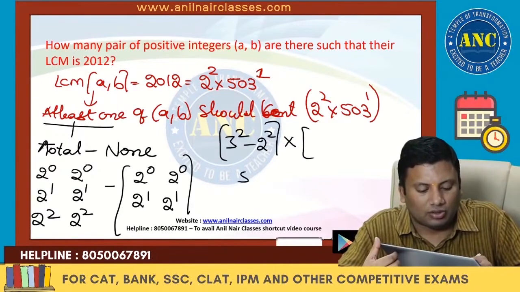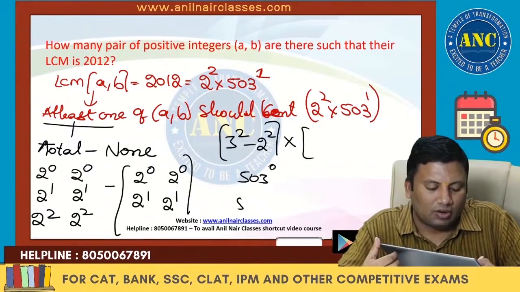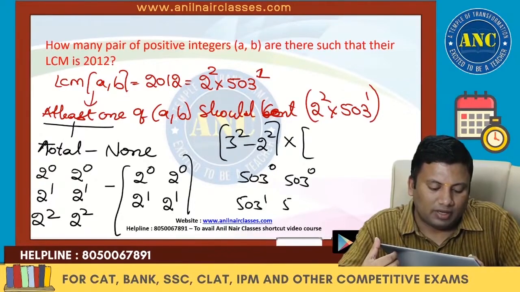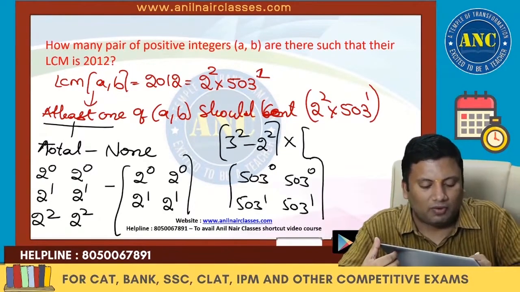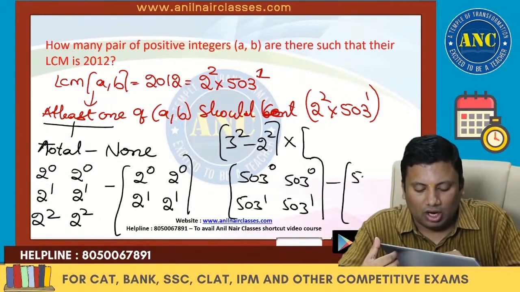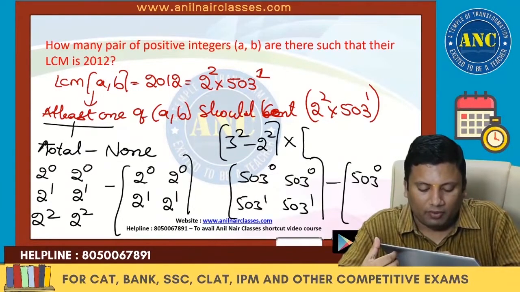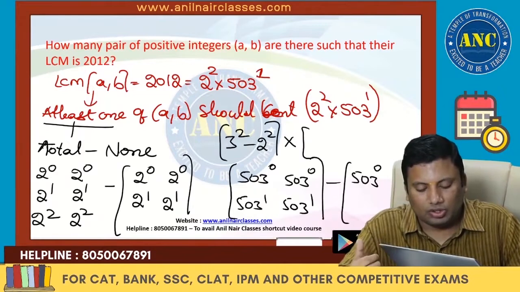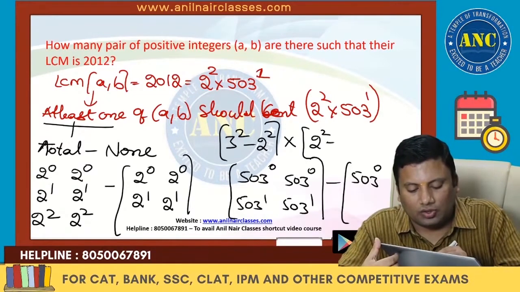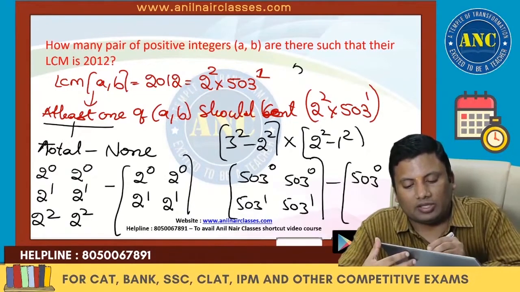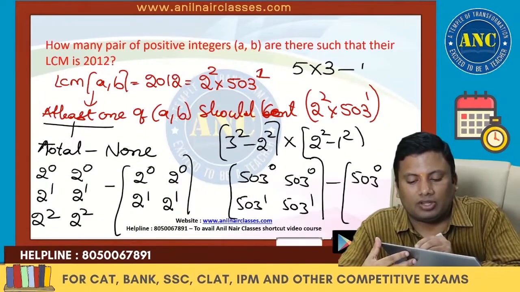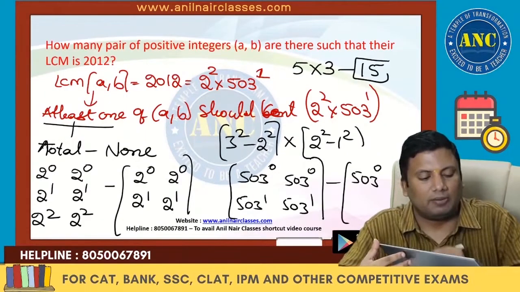Again for 503: 503 power 0, 503 power 1 for A, and 503 power 0, 503 power 1 for B. Total minus not taking 503 power 1. This is nothing but 2 square minus 1 square. 9 minus 4 is 5. 4 minus 1 is 3. 5 into 3 is nothing but 15.